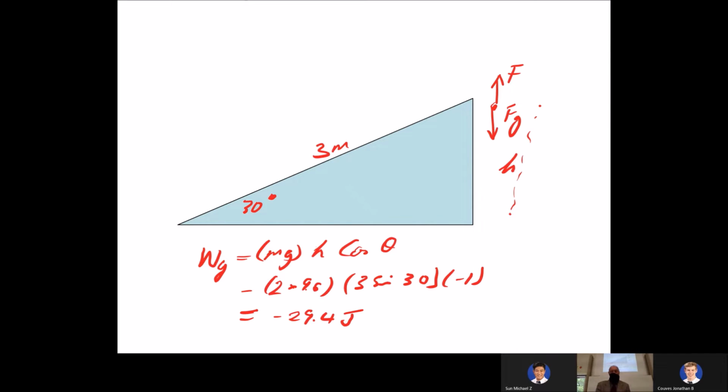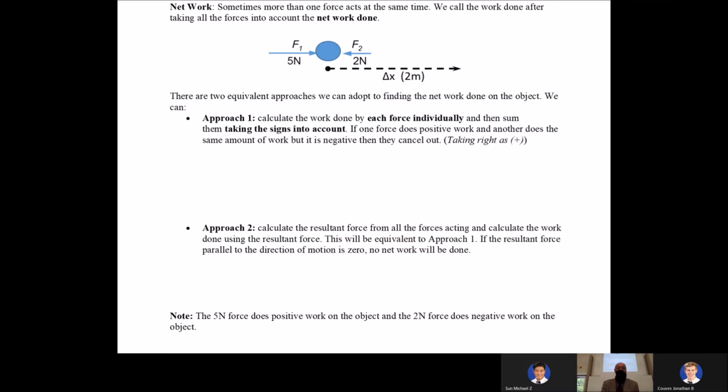I don't know why I did that one. I can't remember why I put that slide together, so we're just going to skip over it.